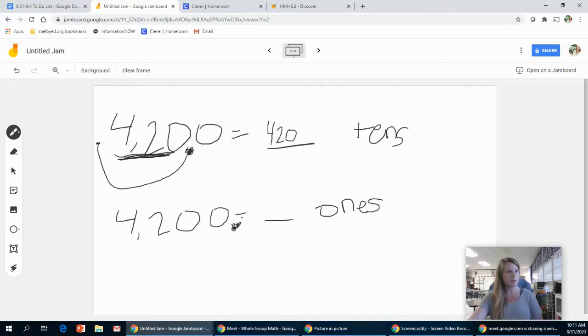Okay, here's my ones place. I'm going to go all the way to the beginning of the number. So that's how many ones it's equal to. So is it equal to 420 ones? What number's in that scoop? Is 420 in that scoop? Yeah, 4,200 is in that scoop, so it is not E. It's equal to 4,200 ones, not 420 ones.